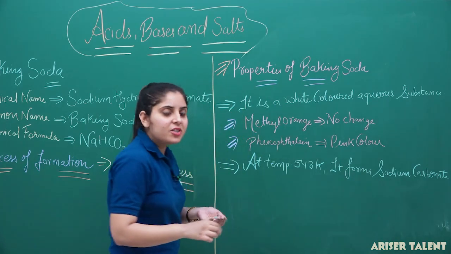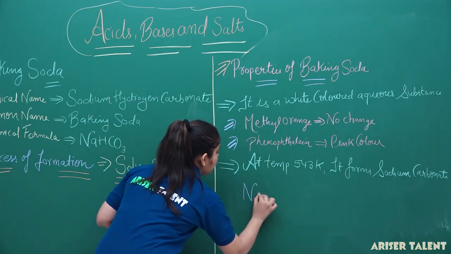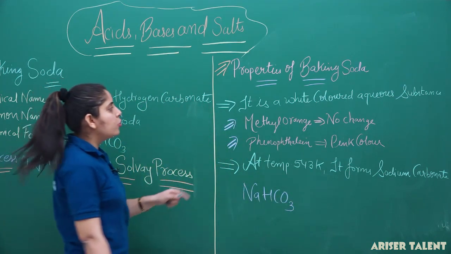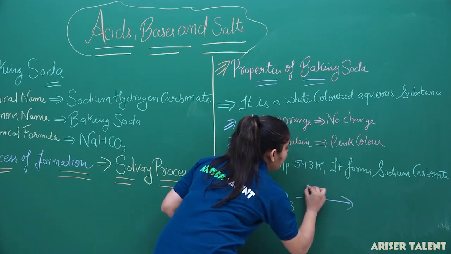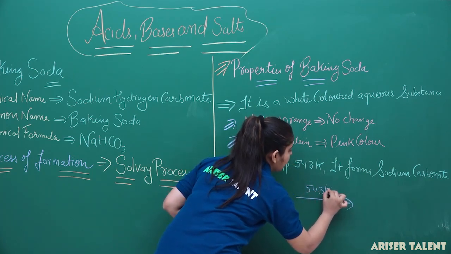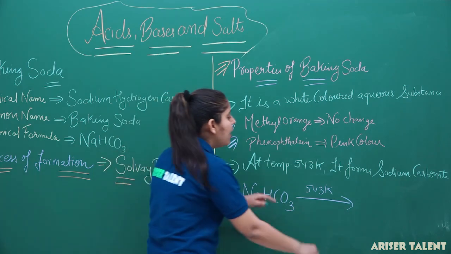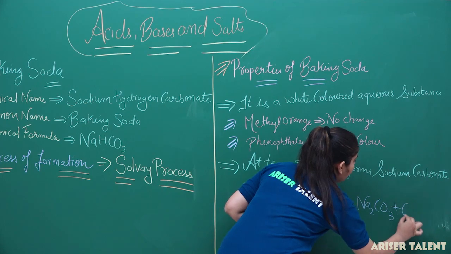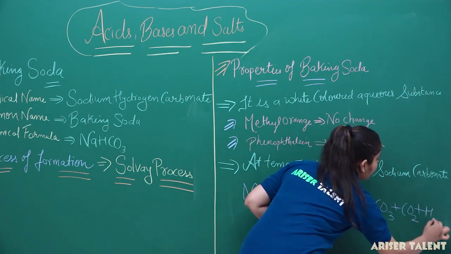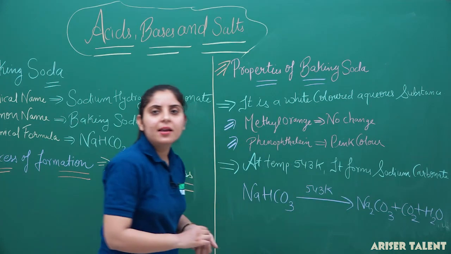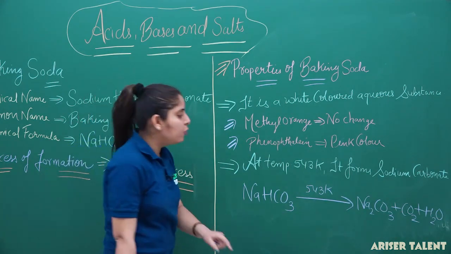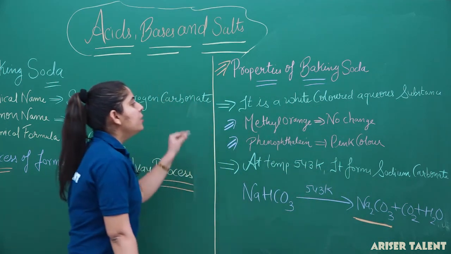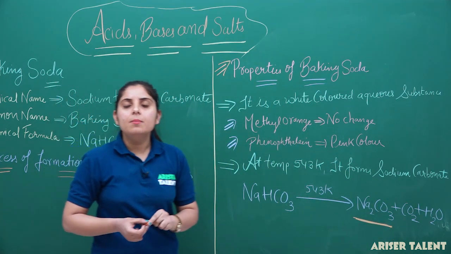Now, what will be the reaction in this case? We have taken sodium hydrogen carbonate, that is NaHCO3. Now we are going to heat it at the temperature of 543 Kelvin. What will we obtain on the product side? Our products will be sodium carbonate plus carbon dioxide plus water. So we can see here, this is another property of sodium hydrogen carbonate, that it starts giving sodium carbonate. So these are the two basic properties regarding baking soda.